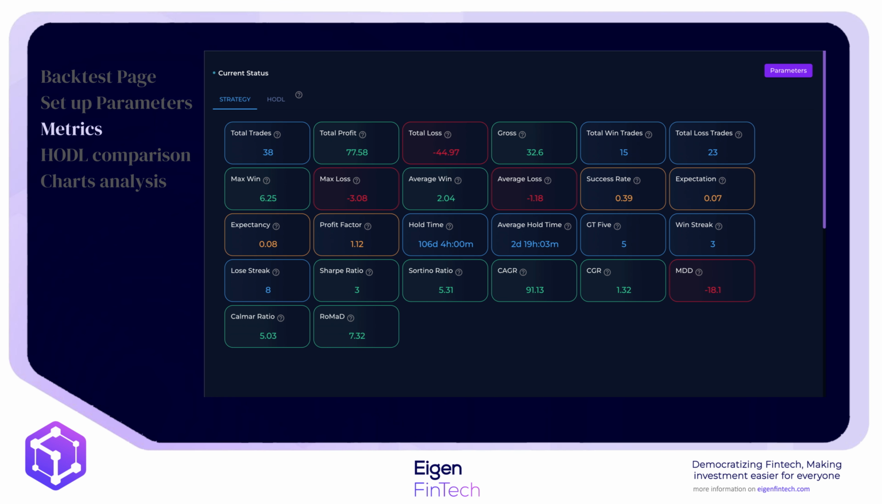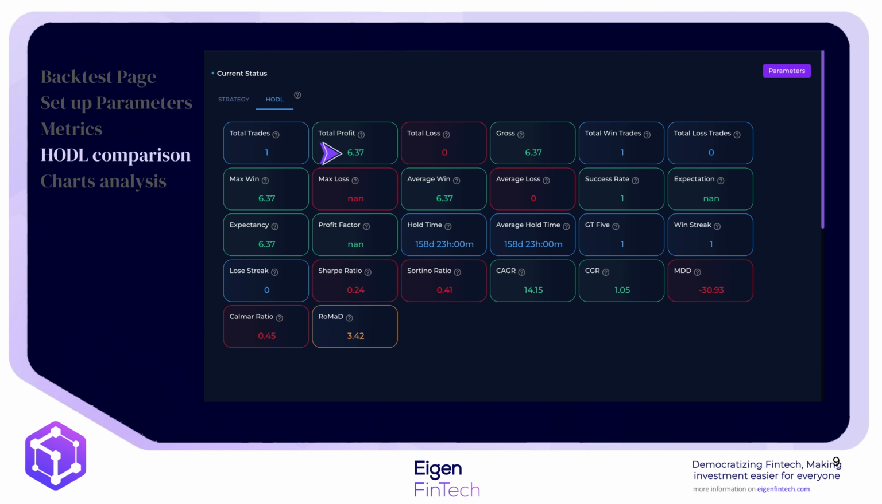CAGR helps compare strategies tested over different time periods fairly. For long-term strategies, aim for Sharpe greater than 1 and Sortino greater than 2, and a CAGR that beats your benchmark. Want to see how your active trading compares to simply buying and holding? Just click this HODL tab here. It shows what would have happened if you bought Bitcoin 6 months ago and did absolutely nothing since then. Let's see how the lazy investor approach stacked up.